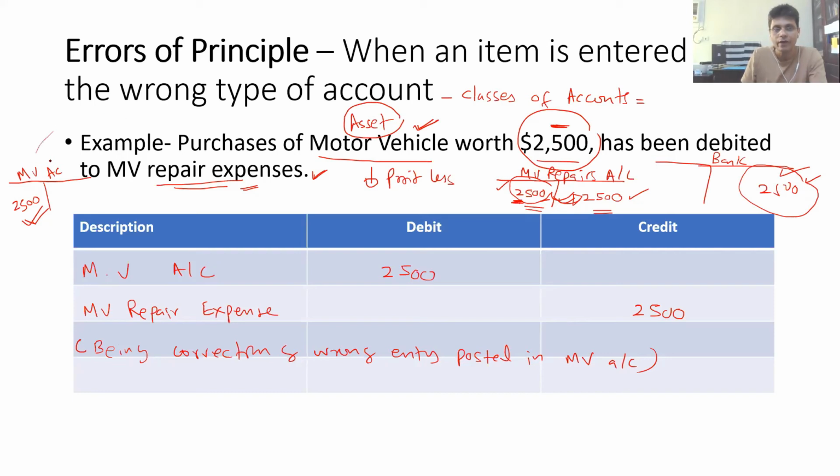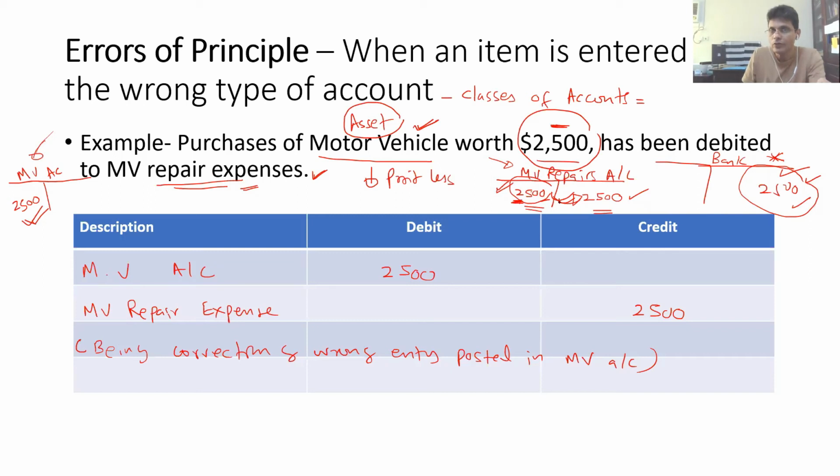Instead of recording it in the motor vehicle account, you have recorded it in the motor vehicle repair account. You debited this account, you credited the bank account. The bank account is correct, no? So your cash going out, that account is correct. You don't need to rectify this account. Only thing is you need to change the class of accounts.